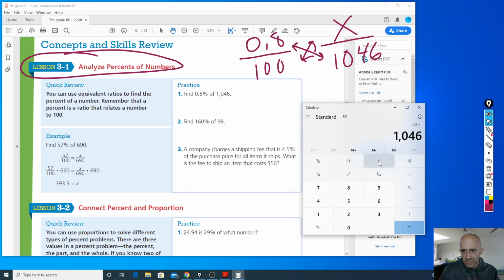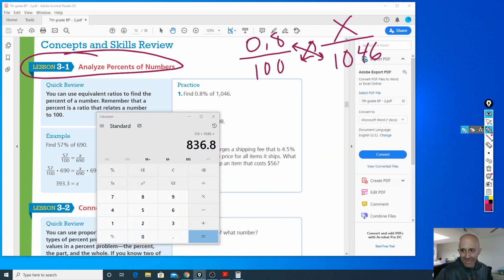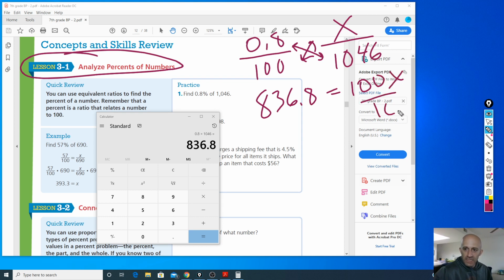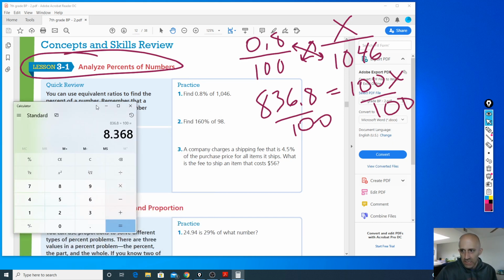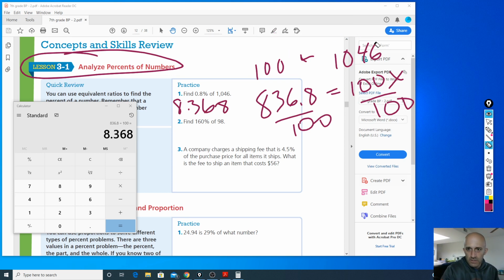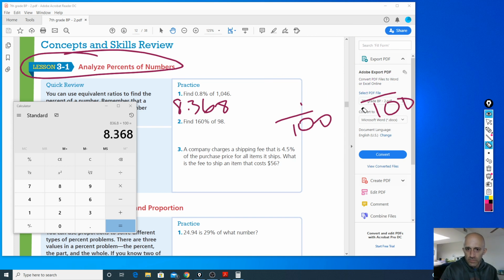If I take 0.8 times 1046, it's 836.8. So 836.8 equals 100x, and I divide both sides by 100. If I divide this by 100, it'll give me 8.368, like we were saying, okay? 8.368 is going to be your answer, right? All right, and then you can go into the next one.